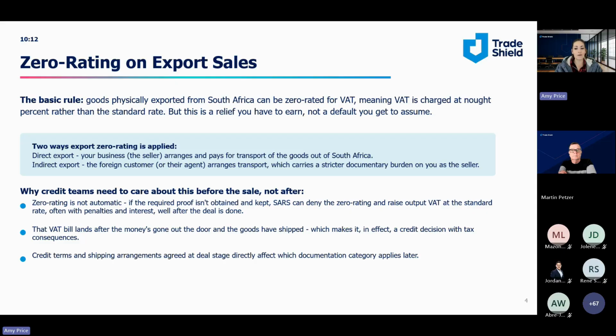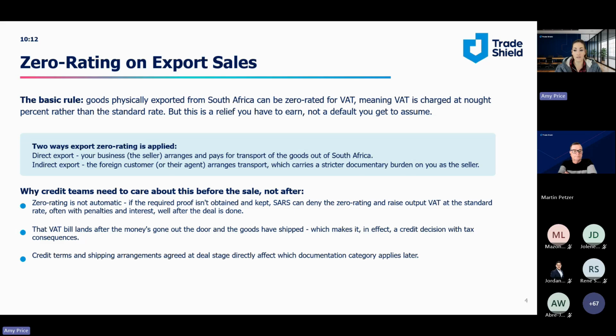Okay, so why does this land on your desk in the first place, and not just in the finance team? Because zero rating isn't automatic. Your system will automatically put 15% on an invoice. That usually comes from us in the credit teams, where we are creating those invoices. So we need to understand which VAT rate gets used on which invoice or which customer. Okay, so if the proof is not obtained and also kept on file, then SARS can come back and deny the zero rating, and then you'll be liable for the VAT that was outstanding. They'll say, oh no, you owe us that 15%, which you actually didn't collect from your customer. So therefore it would come out of your pocket.